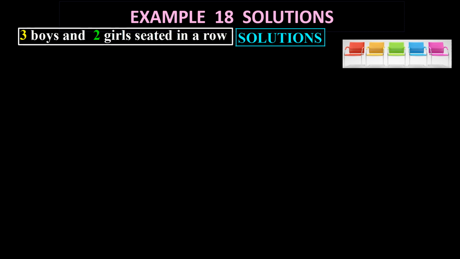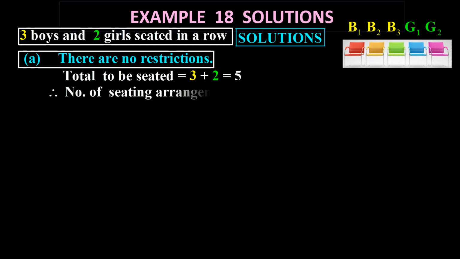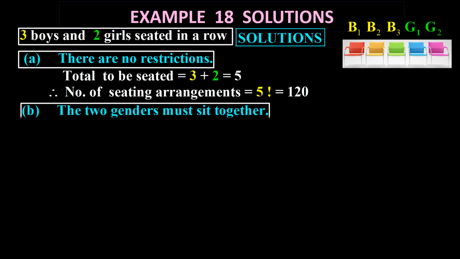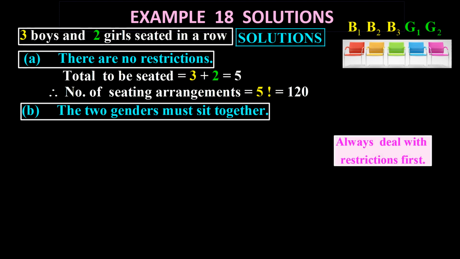So 3 boys and 2 girls have to be seated in a row. There are the seats there. Let's just call them boy 1, boy 2, boy 3, and girl 1 and girl 2. For the first one, they say there are no restrictions on how they sit. So we need a total of 5 people to be seated. How can we arrange 5 different things, all of them? That's 5 factorial. So the first one is quite simple, using the rules that we developed previously.